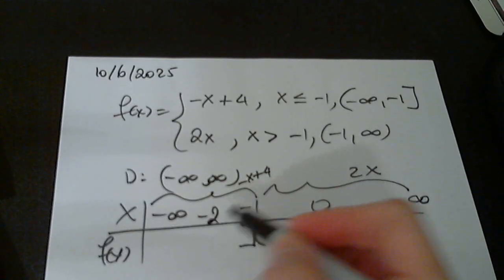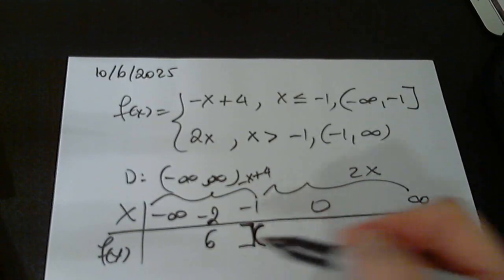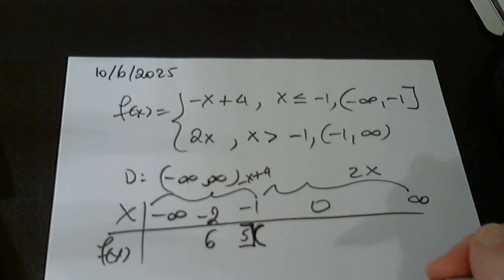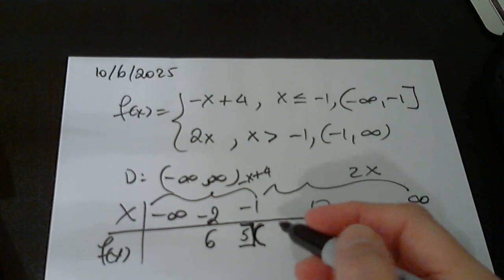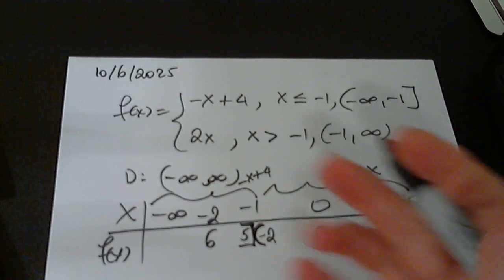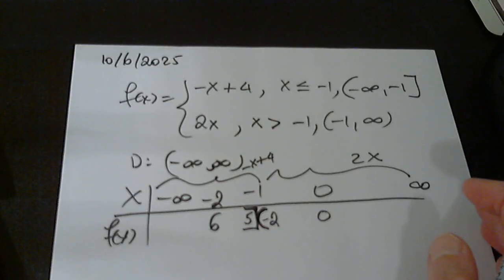So I plug in negative 2, and when I plug in negative 2, I get 6. I plug in negative 1, and when I plug in negative 1, I get 5. When I plug in negative 1 here, I get negative 2. When I plug in 0, I get 0. That's all I need. There is nothing else.